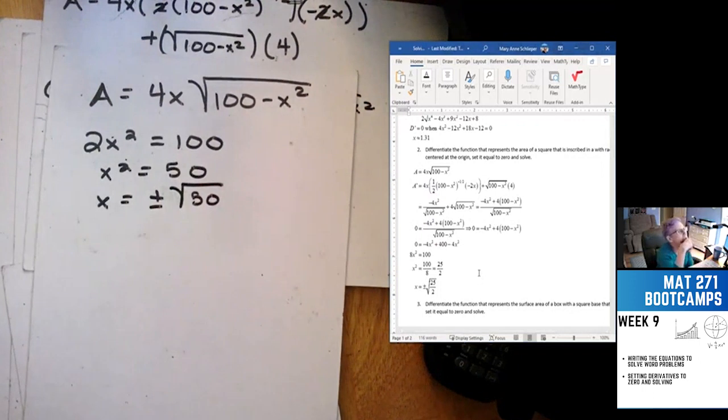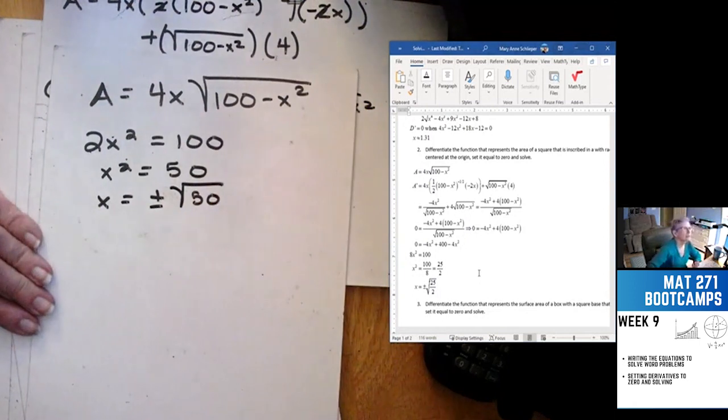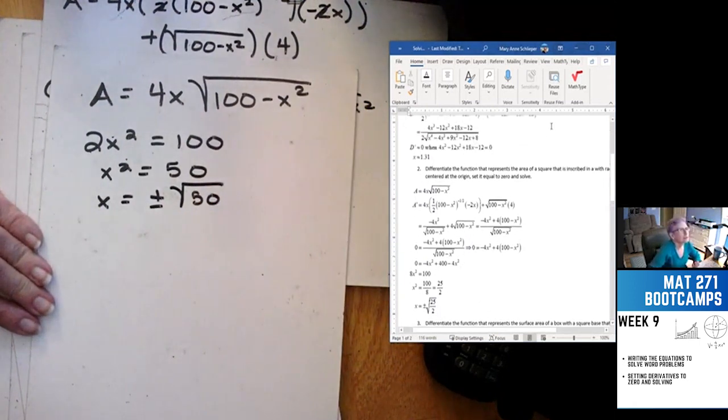okay, what did I lose? Let's see. Four x times 4. I should have ended up with the exact same answer. 4x. Oh, I didn't. I have a mistake here. That should be 400 sitting on top, and then I would have the exact same answer. Okay, so I'll have to fix that one too.